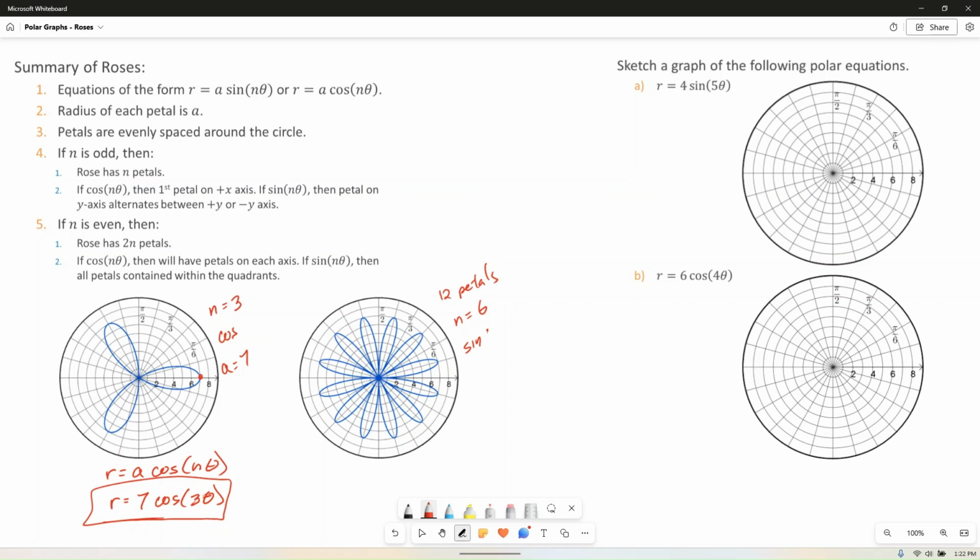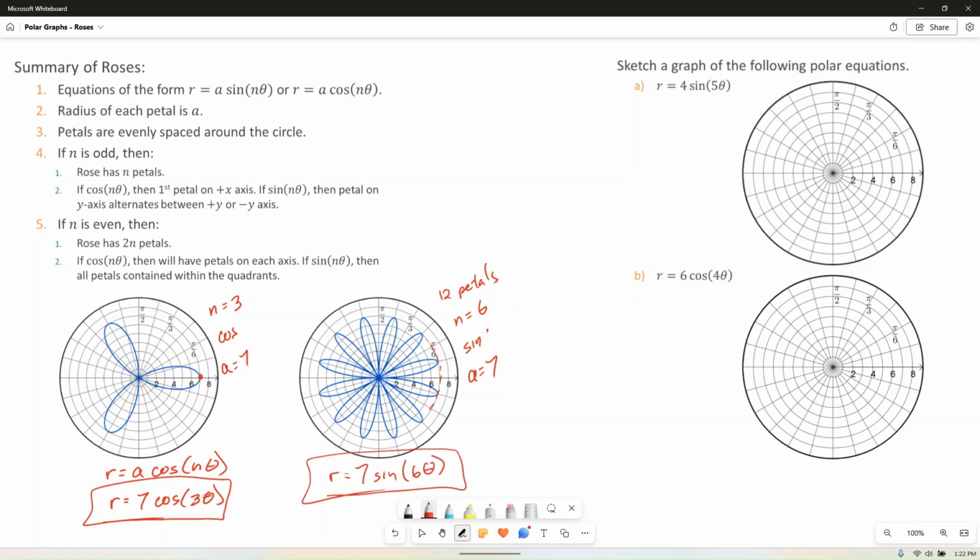So the last thing I need to figure out is what's the radius of each petal. So it looks like the petals are all extending outwards to the circle of radius 7. So I know A has to be 7. So that means my equation is going to be r equals 7 times the sine of 6 theta.